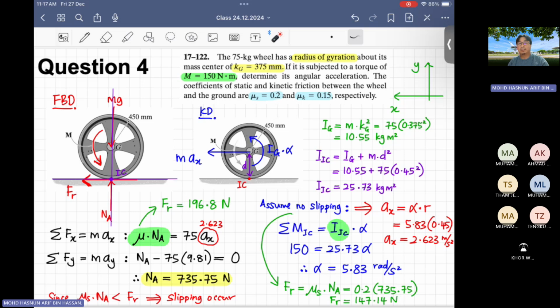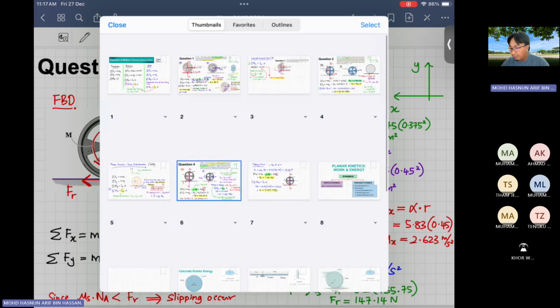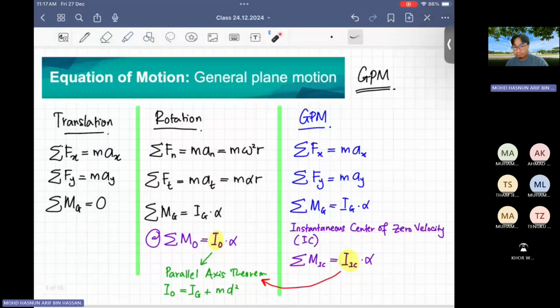Okay, if there's no question, then that wraps up chapter 2. We have finished chapter 2, which is planar kinetics, force and acceleration. We have covered 3 types of motion: translation, rotation, and also general plane motion.